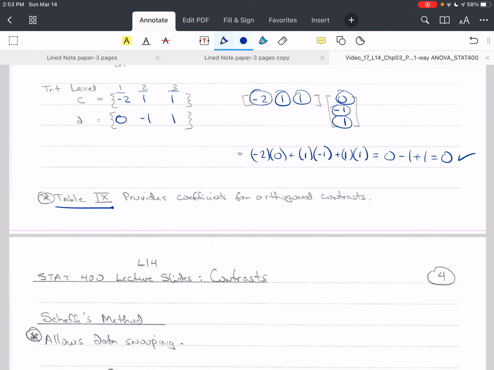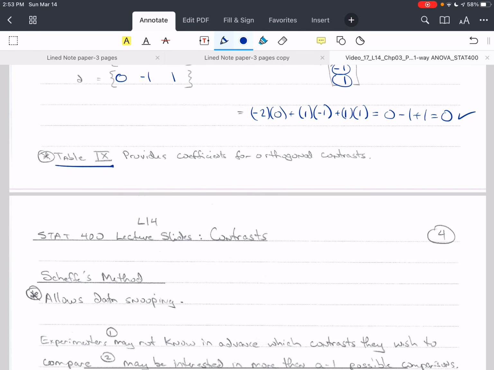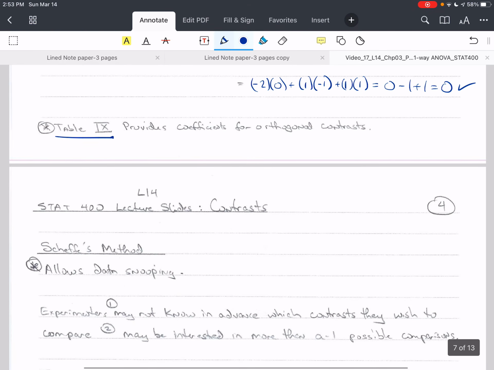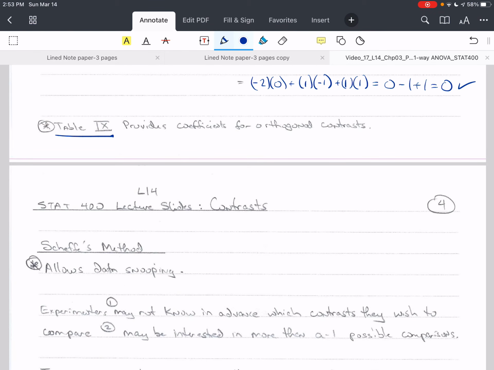Now, Scheffé's method allows data snooping, which is really nice. In most of what I've done, I had to use Scheffé's method because I have to do data snooping, because I don't have a preconceived notion of what should be different, based on the exploratory analysis in most cases.